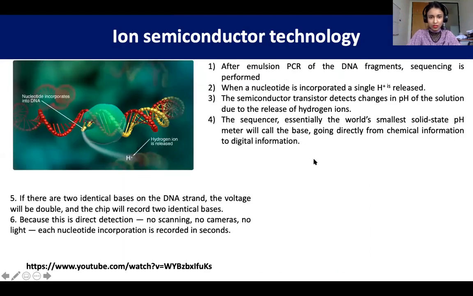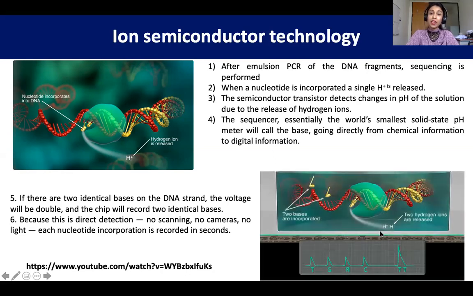And I'll show you this here, right? So again, for Ion Torrent, you also require emulsion PCR for your amplification, your clonal amplification process. So once your emulsion PCR is done and your sequencing starts, when a nucleotide is incorporated, a single proton is released, and the semiconductor transistor detects this change in pH, and it actually gives out a signal. So this sequencer is basically like the world's smallest solid state pH meter, going directly from chemical information to digital information, right?